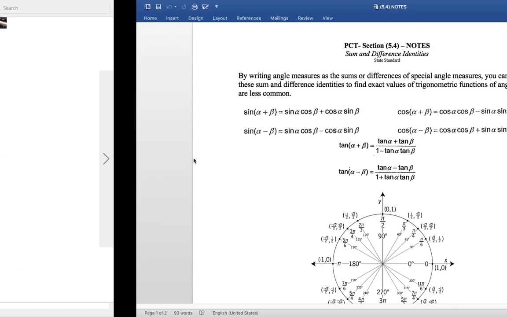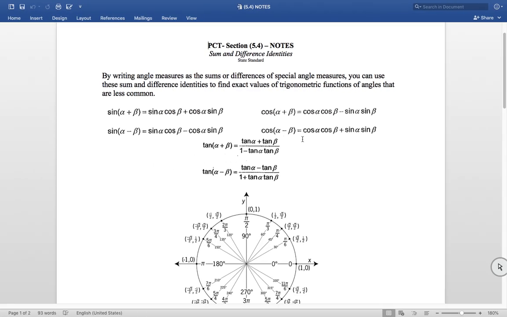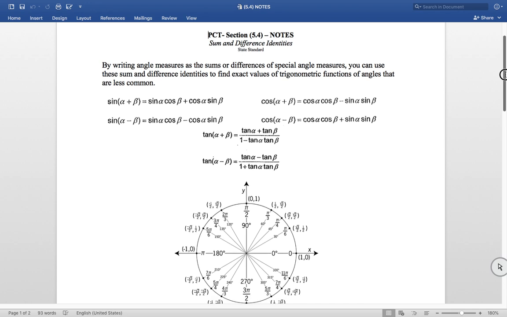All right, hi folks. I've got the next section here ready for you, section 5.4. We're going to walk through the notes and we're just cruising through chapter 5.